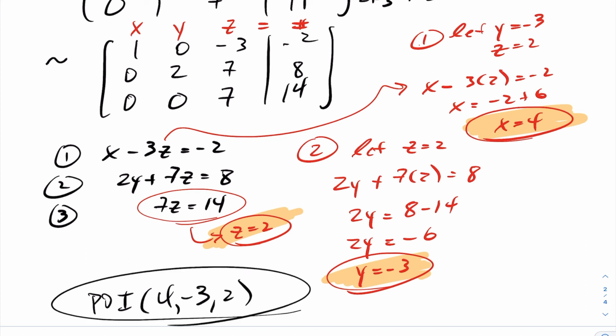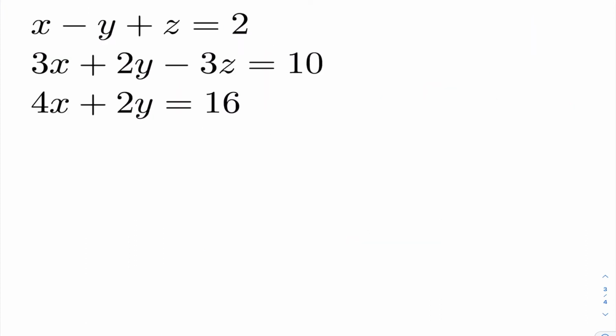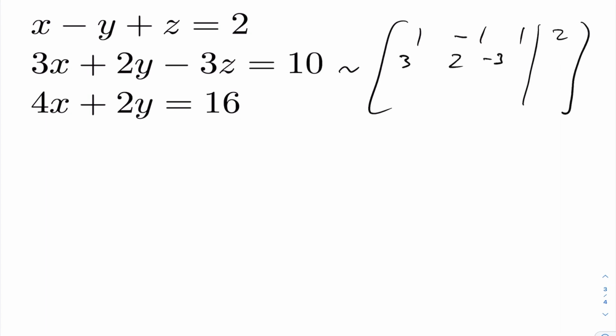Let's take a look at one more example. The next example here, same idea. We want to go ahead and convert this to a matrix. So our coefficients will be 1, minus 1, 1, 2. Then we're going to get here 3, 2, minus 3, and 10. And then 4, 2. There's no z value, so I put a 0, and then 16.